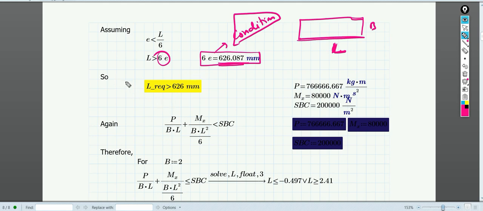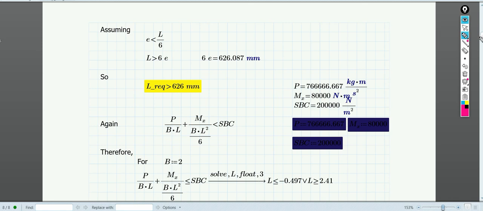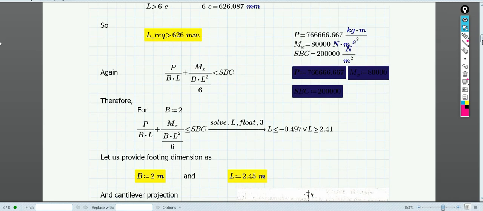Now this is what I have written. So L required is greater than 626 mm. While dimensioning you have to take care of this, that your length should be more than 626 mm.